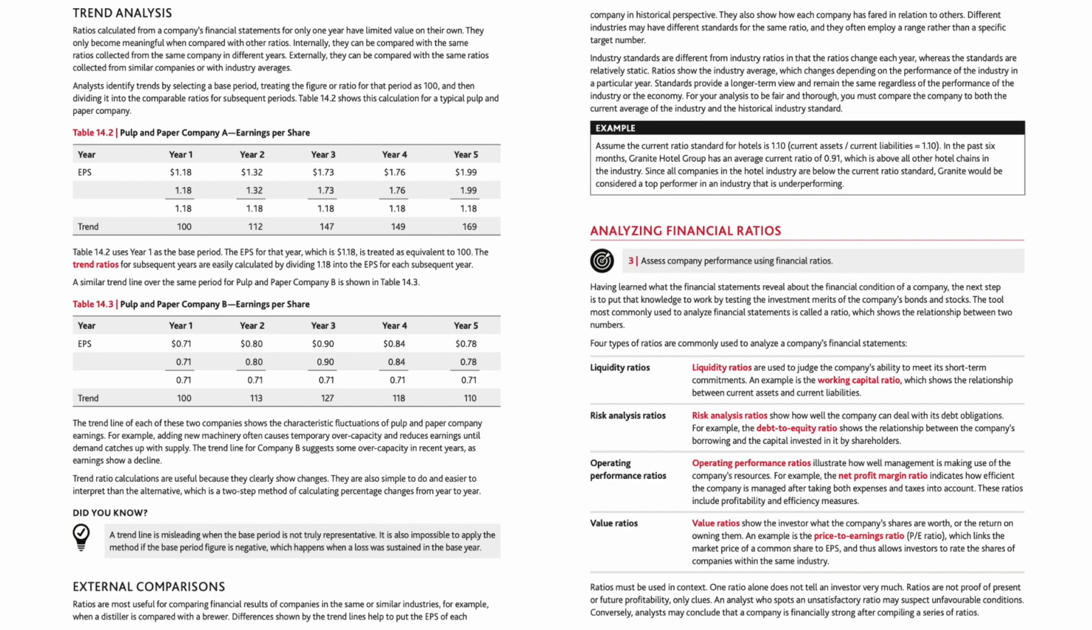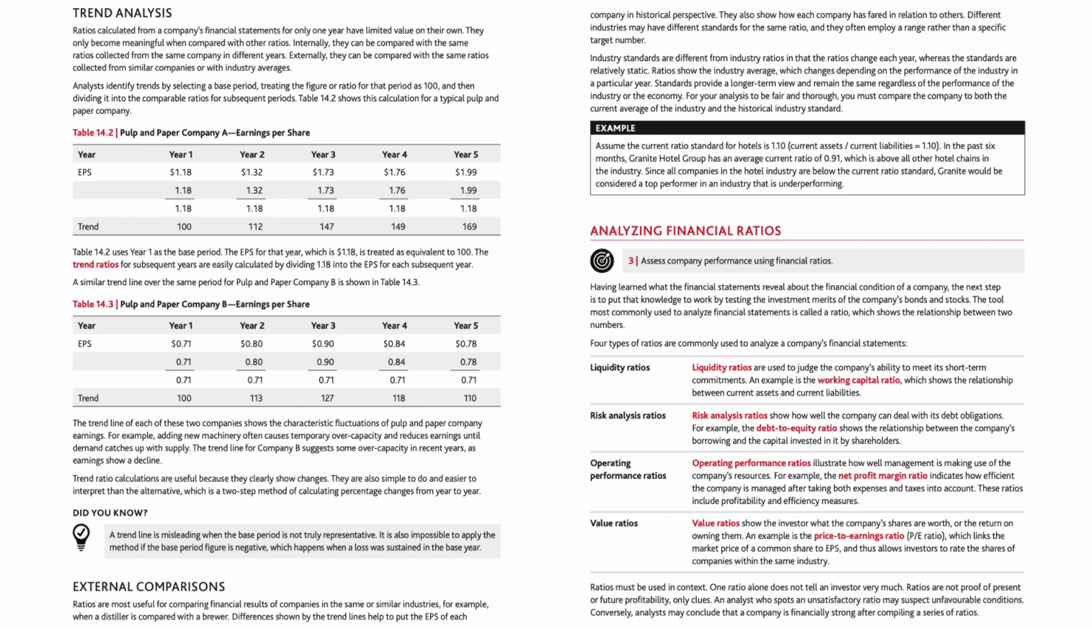Trend analysis. Ratios calculated from a company's financial statements for only 1 year have limited value on their own. They only become more meaningful when compared with other ratios. Internally, they can be compared with the same ratios collected from the same company in different years. Externally, they can be compared with the same ratios collected from similar companies or with industry averages. Analysts identify trends by selecting a base period, treating the figure or ratio for that period as 100, and then dividing it into the comparable ratios for subsequent periods.